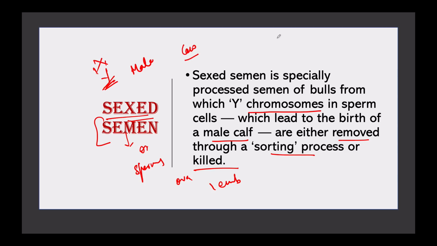So I will explain here, just as in humans, the female has sex chromosomes XX, the male XY. So usually there are 50-50% chances that the young one born is a male or a female. But if we kill this Y or filter it, then there is almost 100%, though usually we don't give a 100% guarantee for anything. So it is like more than 90% chances that only a female calf is born. So semen which has only X chromosomes can ensure that a female calf is born.